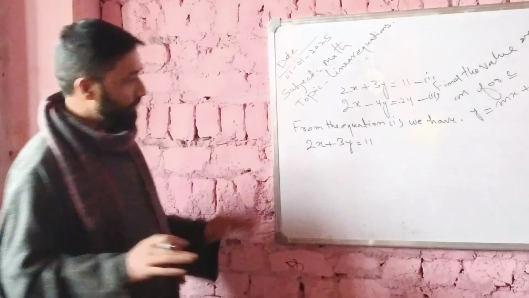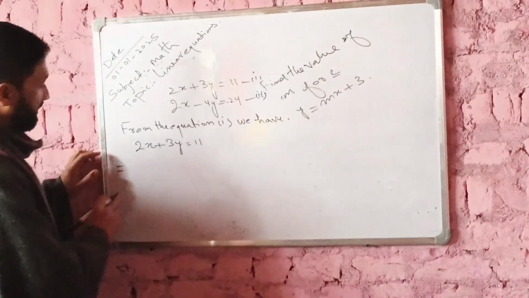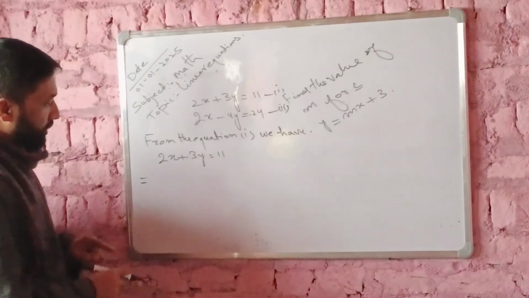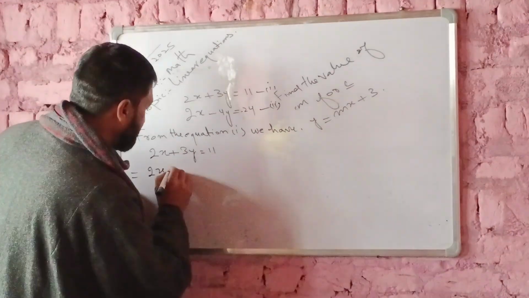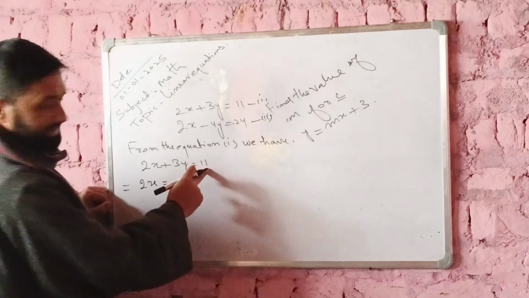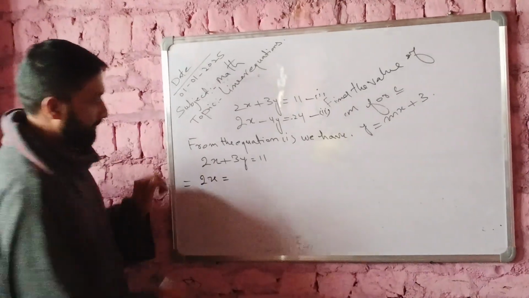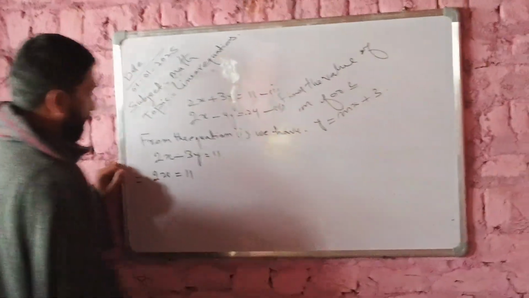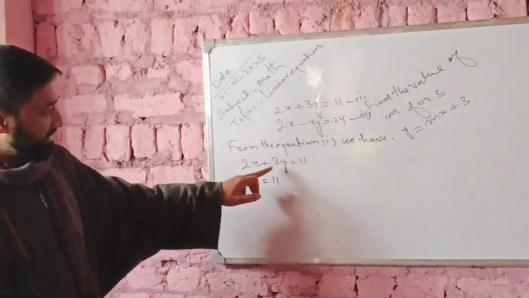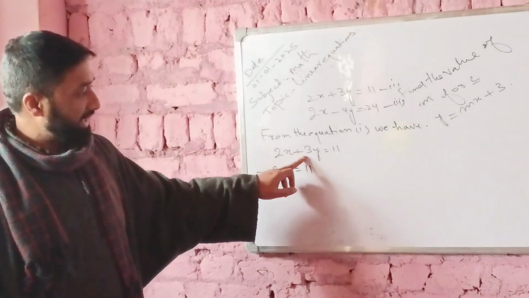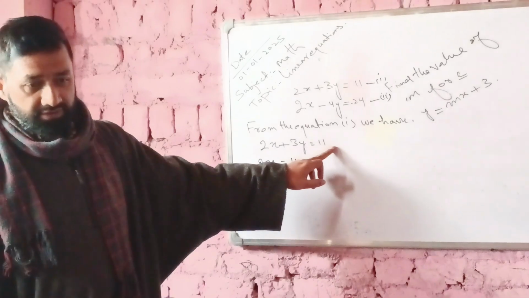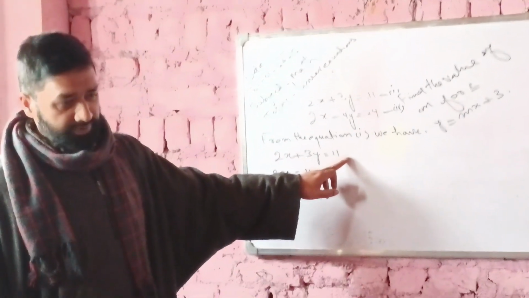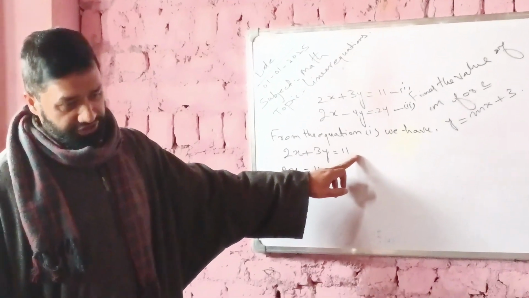Okay? So let me find out the value of x. In order to do that, what should I do? 2x is equal to 11, the constant term. When I take this term, 3y, from the left hand side to the right hand side, as per the rules, its sign will get changed.